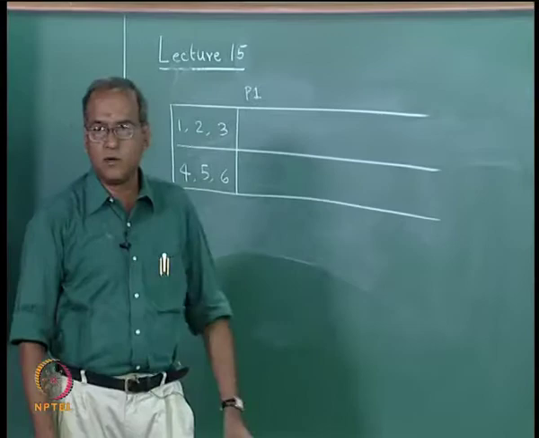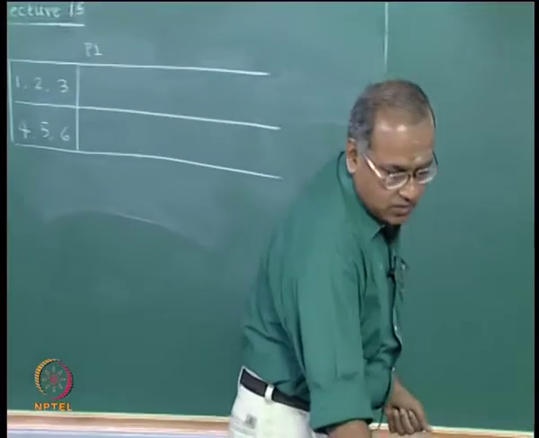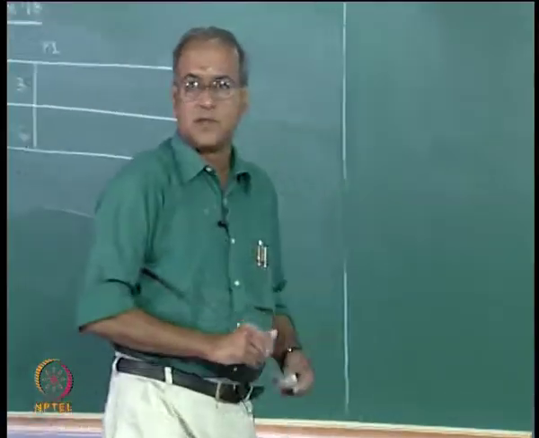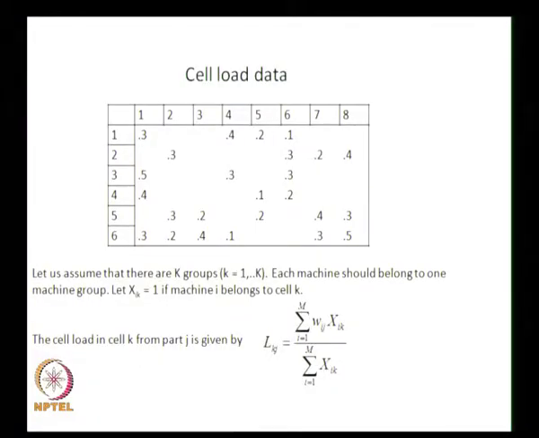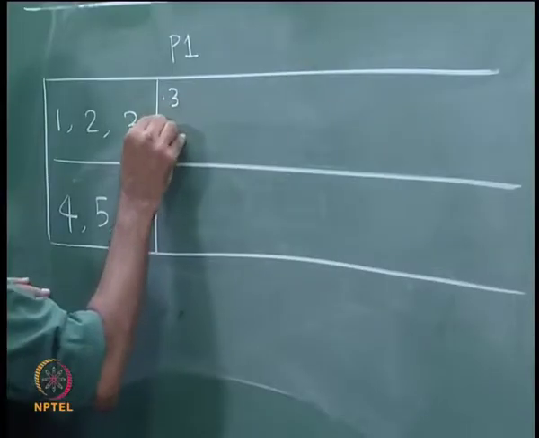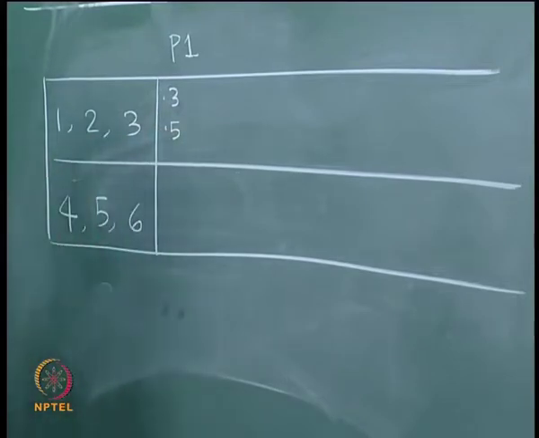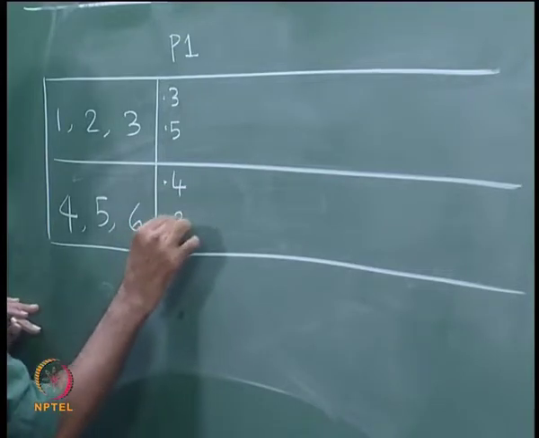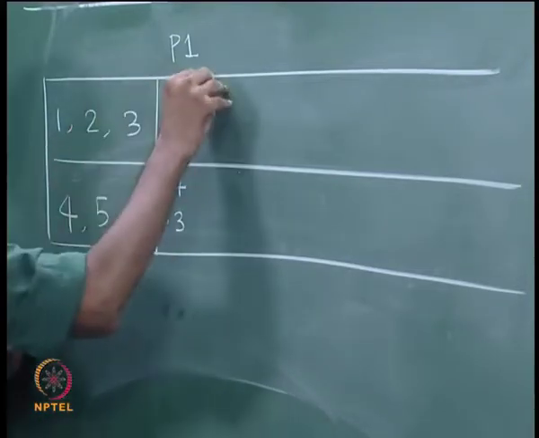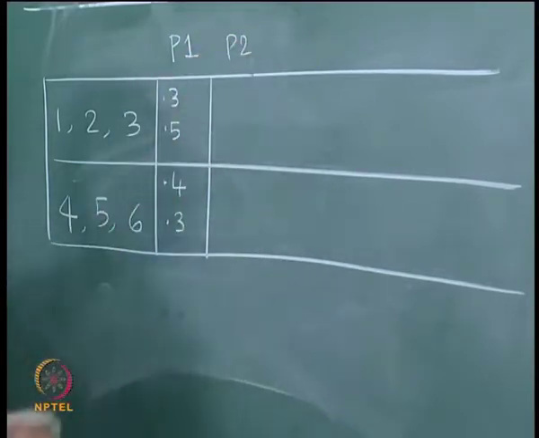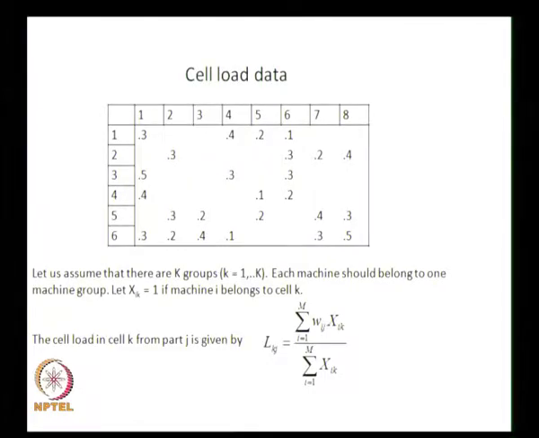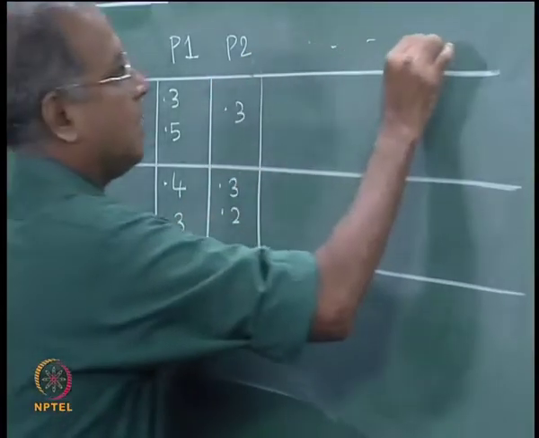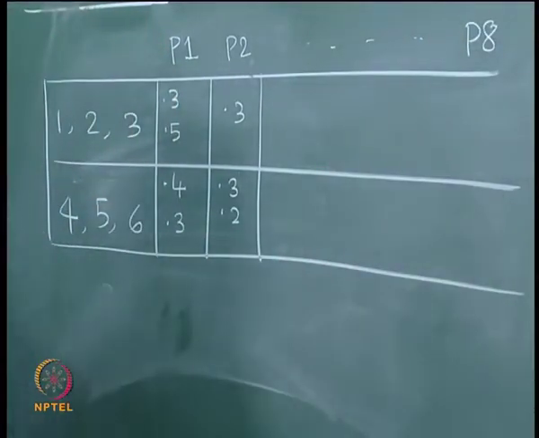Let us take part 1 now. So, if we take 1, 2, 3 and 4, 5, 6, part 1 requires 0.3 and 0.5 here, and it requires 0.4 and 0.3 here. Part 2 will require 0.3 here and 0.3 and 0.2 here, and so on.